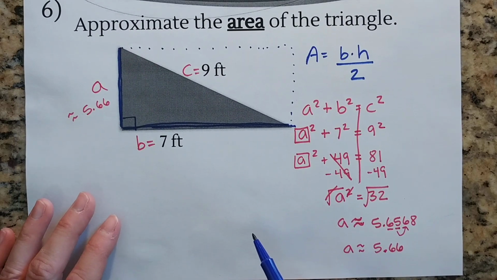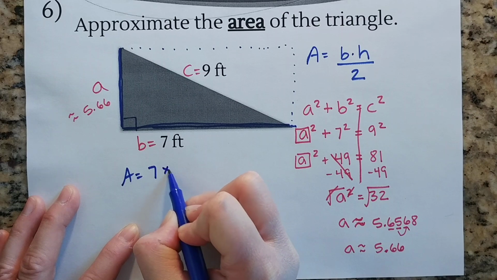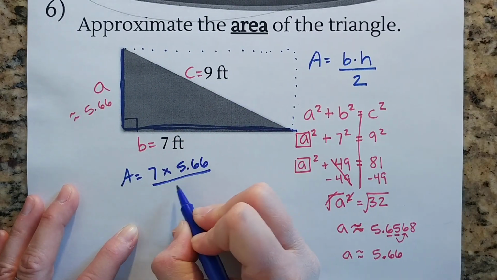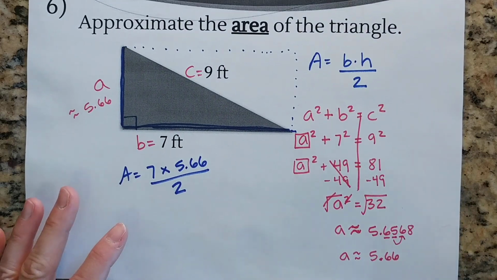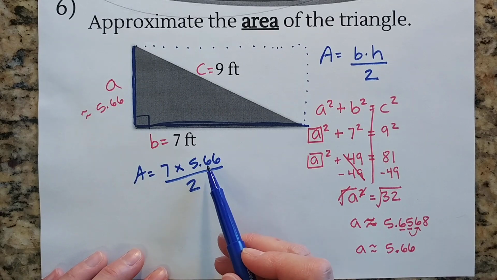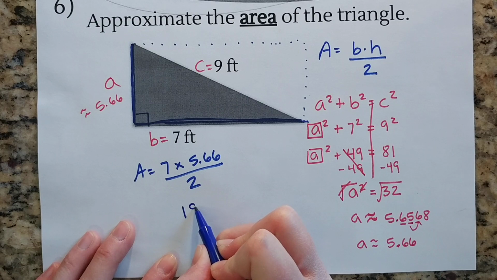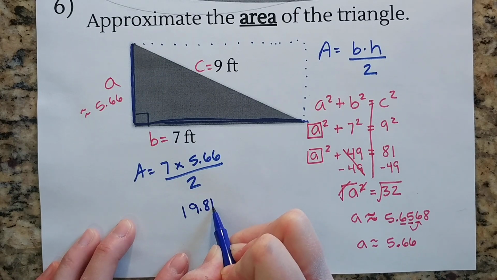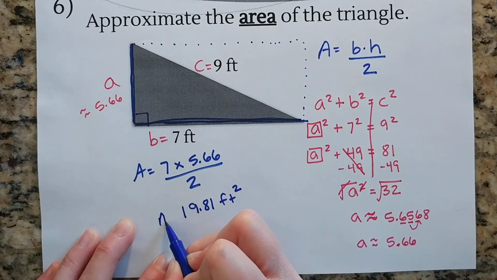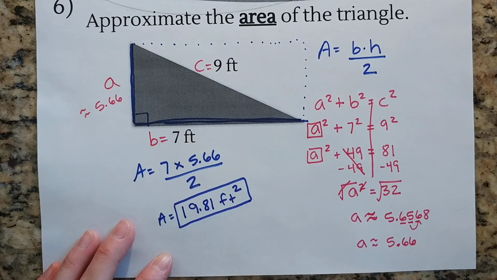Okay, now in order to find the area of the triangle, I have to take the base times the height and divide it by 2. So my base is 7, and my height is 5.66, and then I want to take that and divide it by 2. So again, you're going to need to use your calculator. Well, when I use my calculator, 7 times 5.66, and then I take that answer and divide it by 2, looks like I get approximately 19.81, and notice this is feet, so feet squared is my area. That would be the approximate area of the triangle.